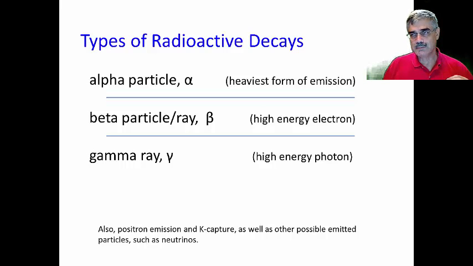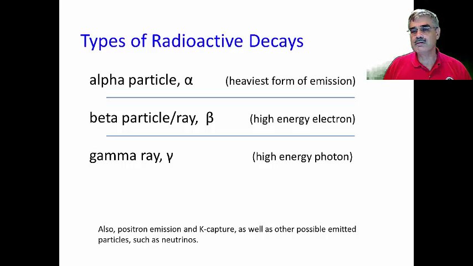A beta particle or ray is actually a high energy electron that is emitted from a nucleus. It sort of shoots out or is kicked out of a nucleus of an atom, and we call this a beta ray. A gamma ray is a high energy photon. Whereas a beta is an electron, that is, it'll have a little bit of mass and a charge of -1, a gamma ray is a photon. It will carry energy with it, but no mass.